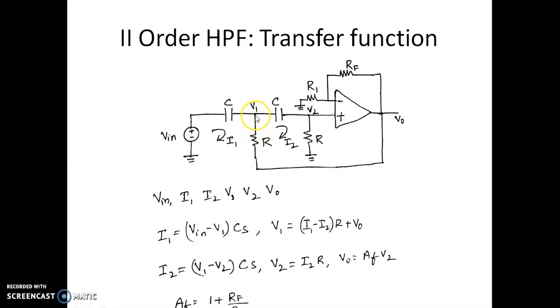Similarly, the current flowing through this resistor is the potential difference across this R, which is equal to V1 minus V0. If you want to write the expression for V1, that minus will go to the right hand side, and we get the expression for V1, that is the drop across this resistor plus V0 happens to be V1. Similarly, we can write it for I2, V2 and V0. V0 is the output voltage as a function of V2, which is gain times V2 here. The gain is 1 plus RF by R1, so in the denominator we have R1 here.